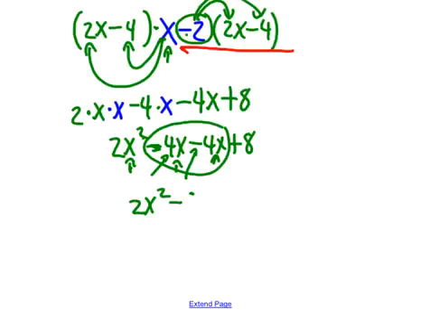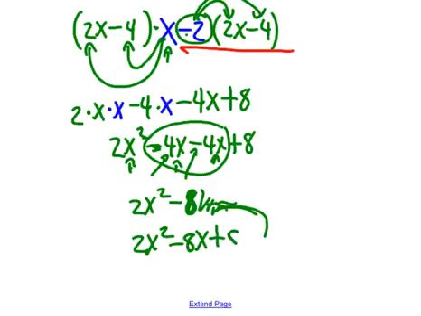Negative 8x. Sorry about that. Like I say, my pen's being a little tricky. Okay, let me just rewrite this. 2x squared minus 8x plus 8. Ignore this. Sorry about that. Okay, and that has been distributed.